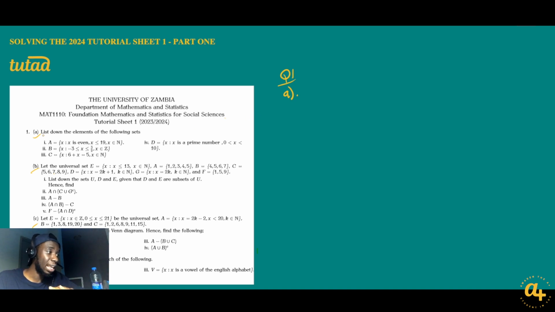It reads, list down the elements of the following sets. Let's get started with Roman numeral 1. Roman numeral 1 is asking us to list down the elements of the set A. Now, how has set A been described? We've been given a description which will help us list down the elements of this set. Set A has been described in such a way: all elements X such that X is even, and X is less than or equal to 19, and X is a member of the set of natural numbers. So this is the description we've been given about set A.